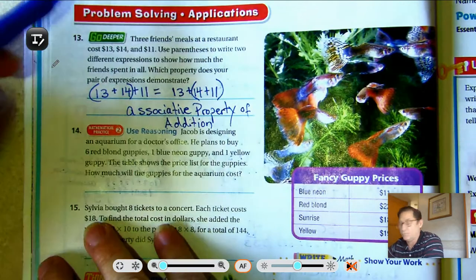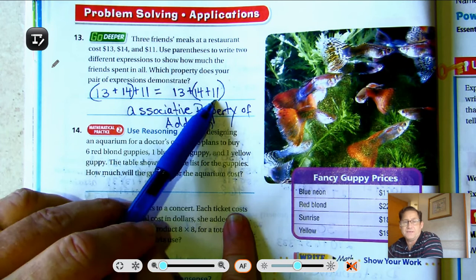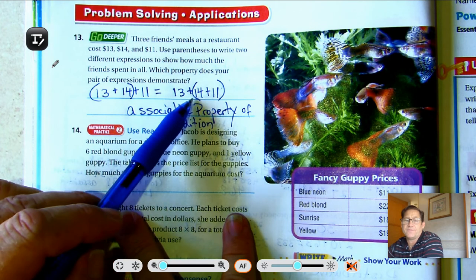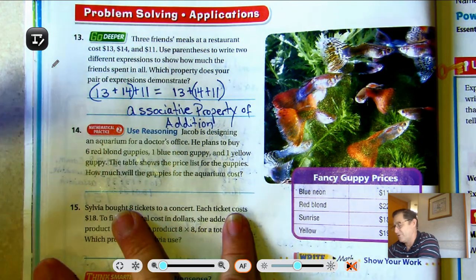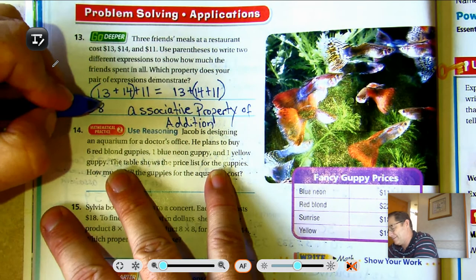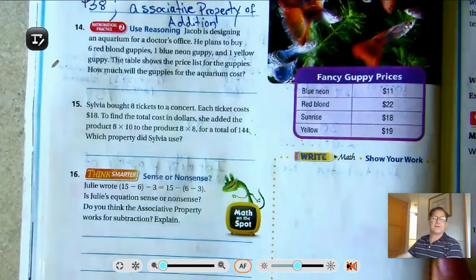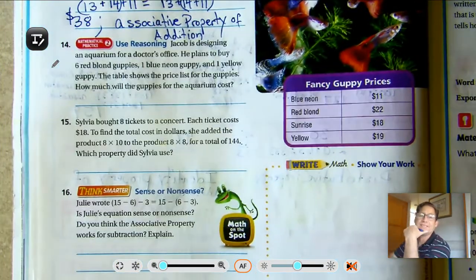All right, what's our answer? Well, 14 and 11 is 25. 25 plus 10 is 35. Plus 3 more ones, 38. $38. All right, 14. Use reasoning.